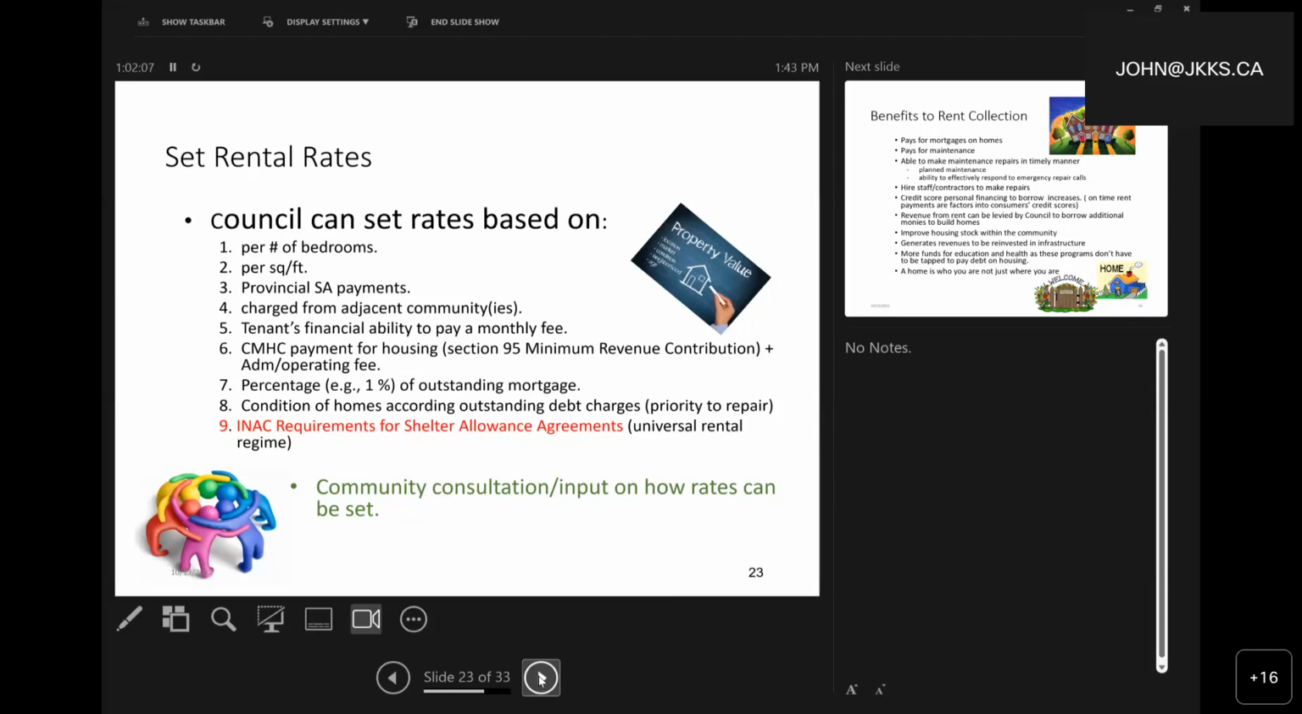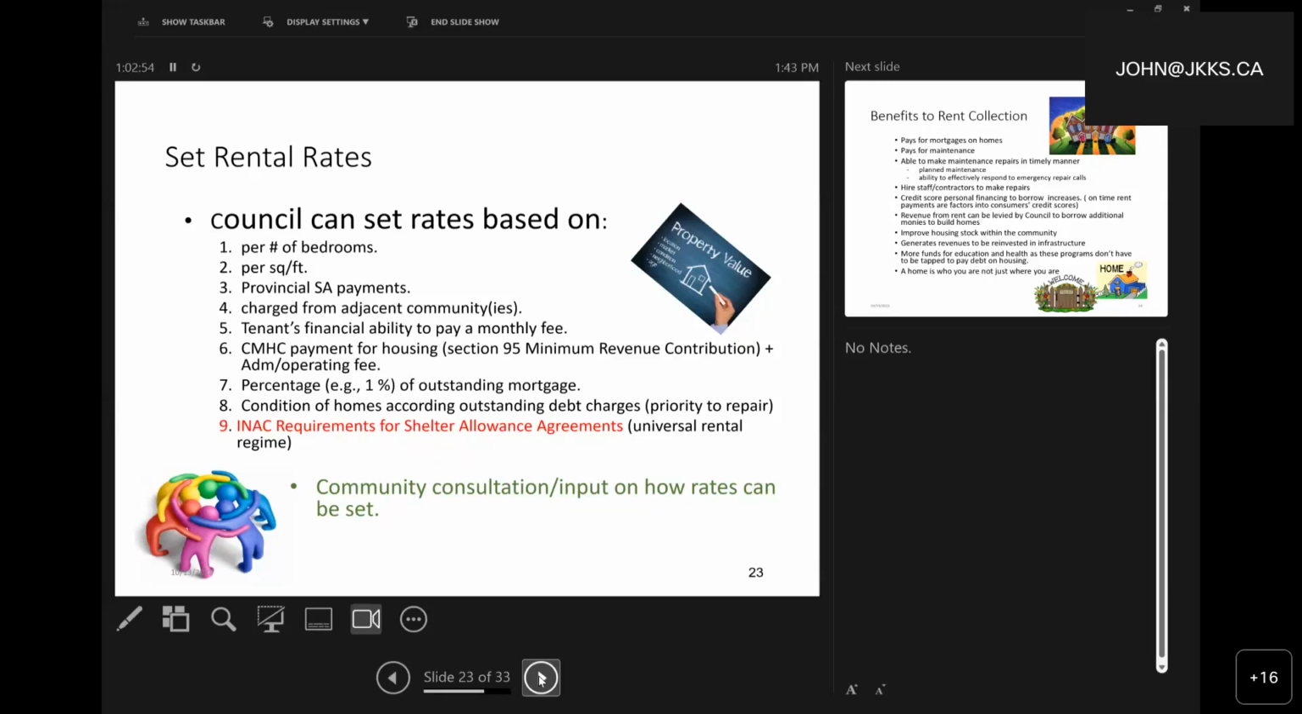You can charge what adjacent communities are charging. So if somebody's charging $1,200 and it's the same condition of the home, same proximity, you should be able to charge pretty close to that fee. You can charge it based on the minimum revenue contribution plus administration and operating fees. If the mortgage payment is 800, you can, for example, do 800 plus 1%. I will show that you should do 5%. And basically the condition of the home according to outstanding debt charges.